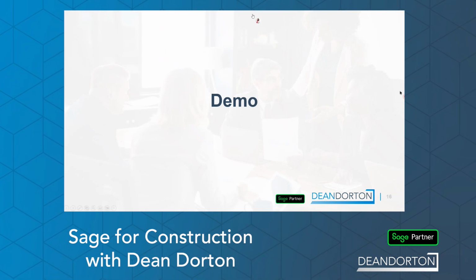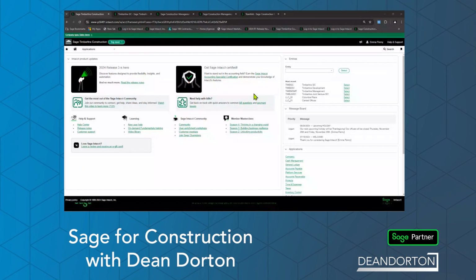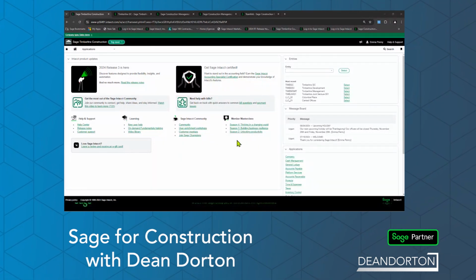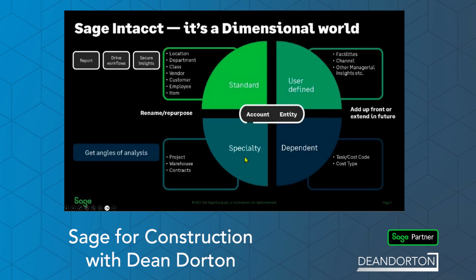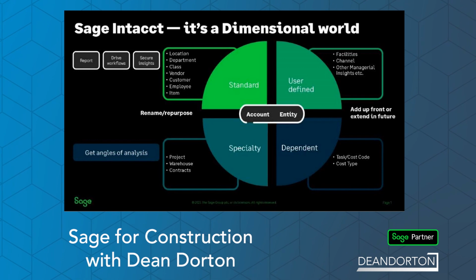I appreciate everyone being able to join us today so that we can show you a couple of our Sage products that are really great for the construction industry. To start off, I'm going to show a slide real quick because with Sage Intacct, one of the things that really sets it apart from the rest of the applications that are out there for financial reporting is we are a dimensional driven software application.